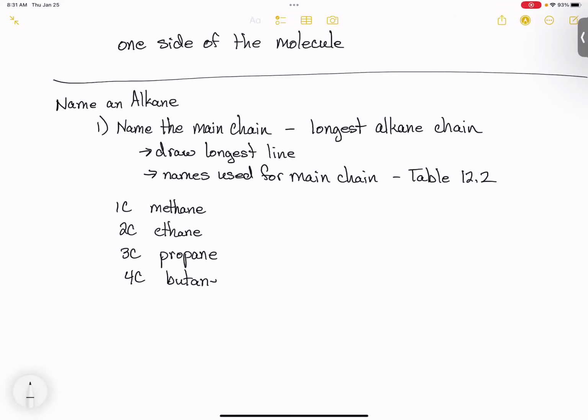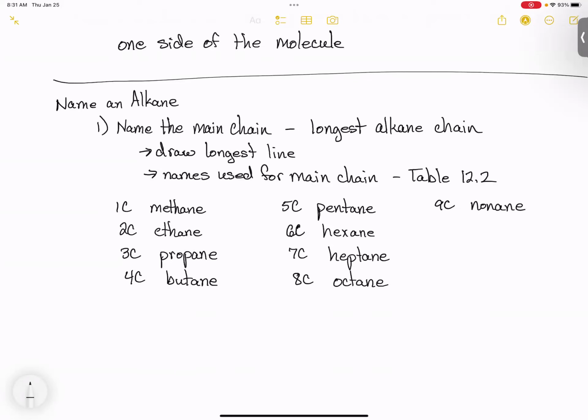Then it actually gets easier. 5 carbons is called pentane. 6 carbons is called hexane. 7 carbons is called heptane. 8 carbons is called octane. 9 carbons is called nonane. And 10 carbons is called decane.